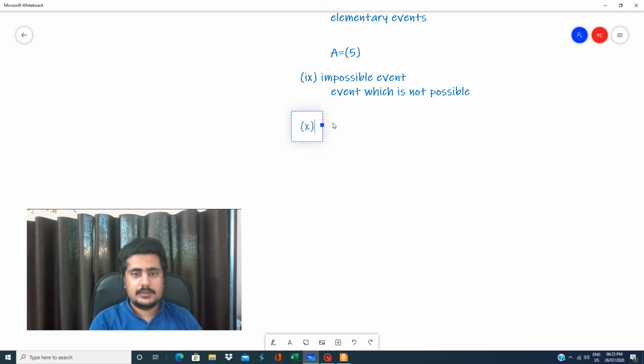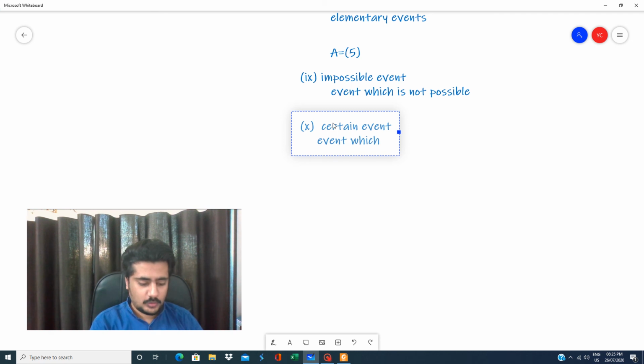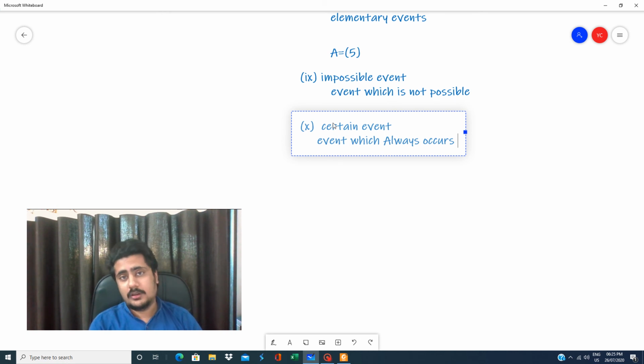Then the 10th one is certain event. You can say event which is always possible, or event which always occurs. This is 100% sure. This is actually the simple case, event which always occurs. There is Monday after Sunday every time. Did you notice Tuesday after Sunday? No, there is always Monday after Sunday. So event which always occurs, certain event, sure 100% event. It always occurs.